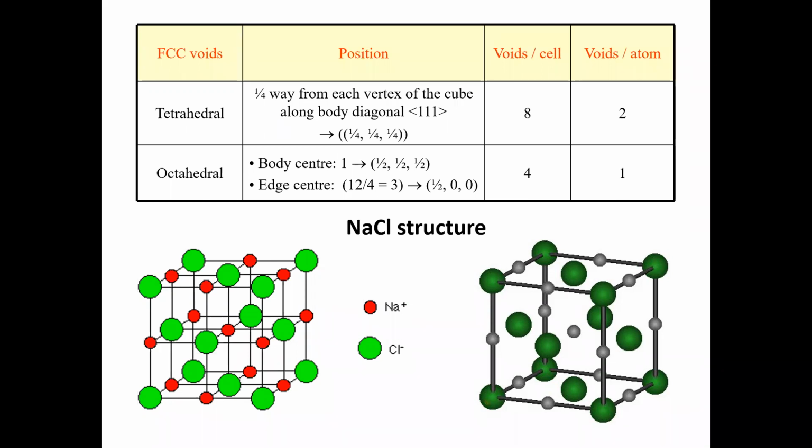And in terms of the number of voids per effective number of atoms, in the unit cell we have 4 atoms, which is the effective number of atoms. Tetrahedral voids are 8, so 8 divided by 4 makes 2 voids per atom. And for octahedral voids, we have 4 voids and 4 atoms, so 4 by 4 makes 1 void per atom. So you have to remember the position of tetrahedral and octahedral voids, the number of voids per unit cell, and the number of voids per atom. We will frequently require this information.